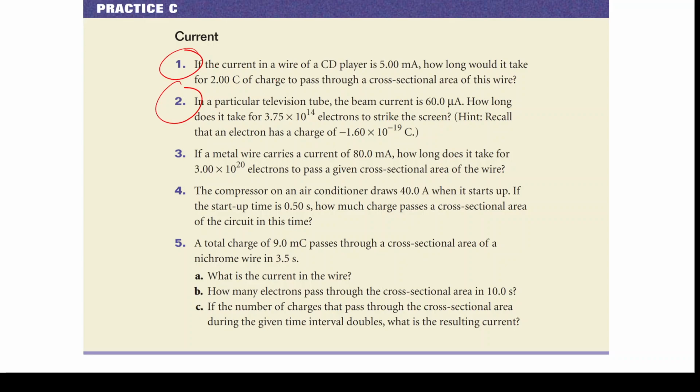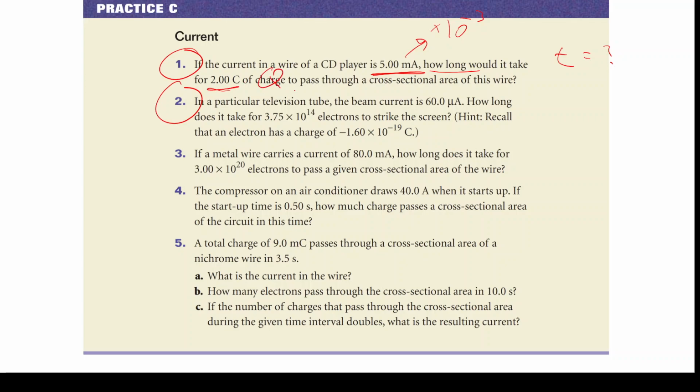For example, this question says if the current in a wire of a CD player is this much, you can see that this is 5 milliampere. If you see the word milli, as you know, you have to multiply your quantity by 10 to the power of -3. Or you can divide it by 1000. Same thing, no difference. How long does it take? Time is unknown again, just like the sample problem, nothing new. Charge is also given, Q is also given. Do the same thing, guys.